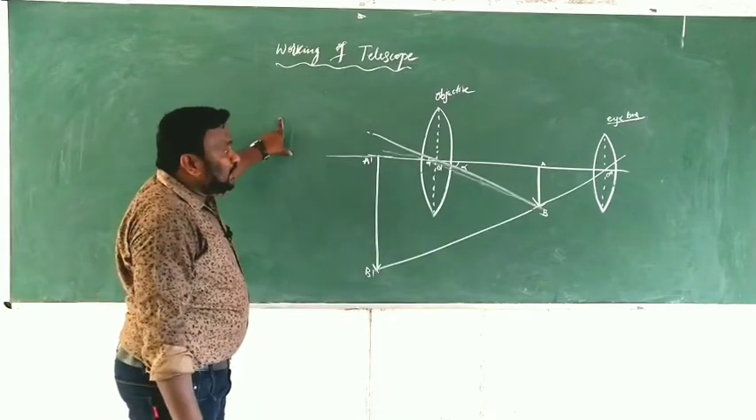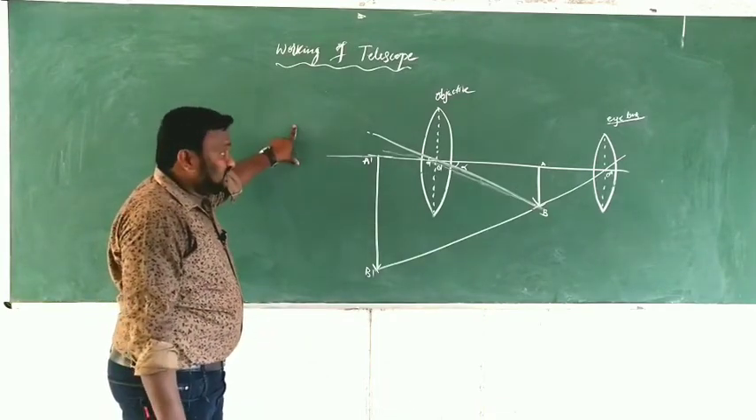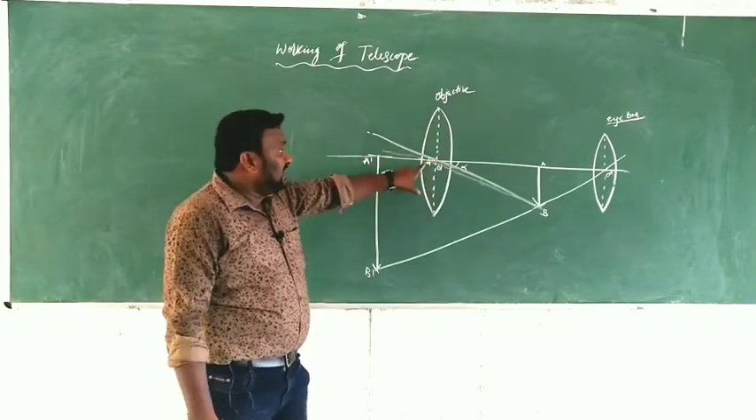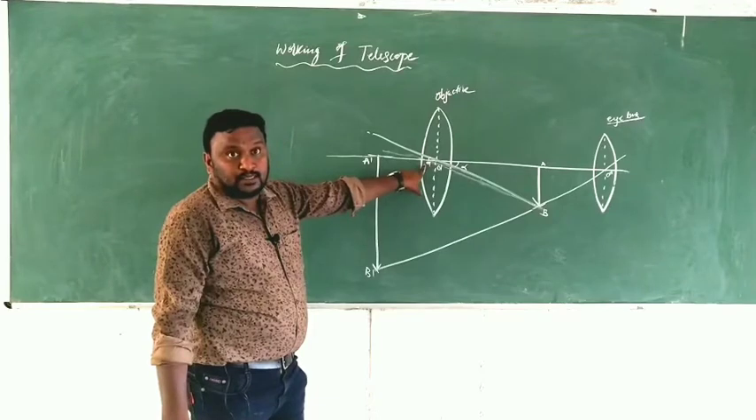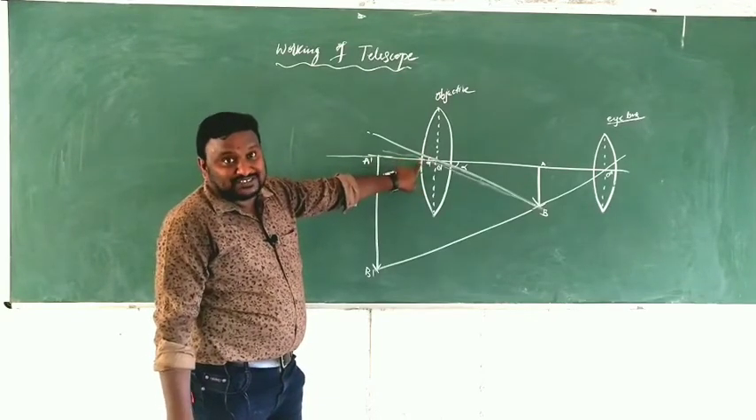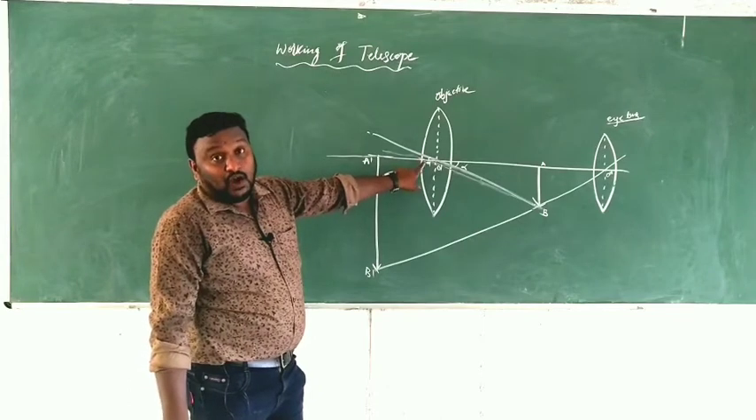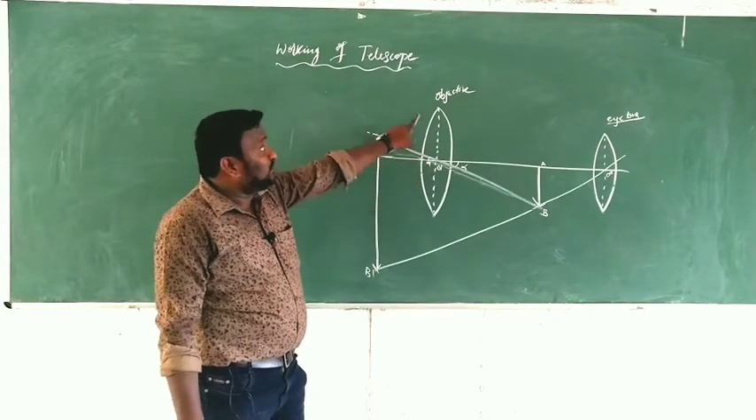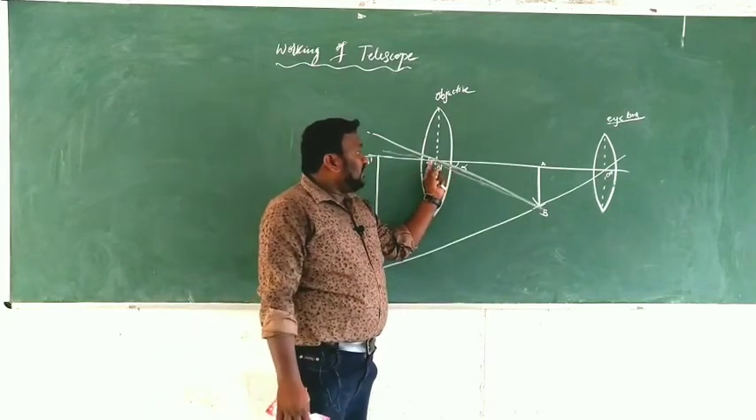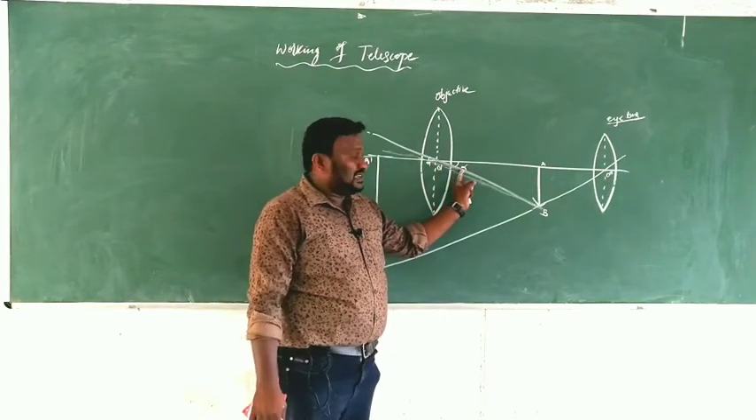The light rays coming from a far distance from the object enter the objective and are refracted. They will make some angle alpha here. So this alpha is the angle made by the object at the optic center of the objective. Clear? Then this alpha equals this one from geometry.